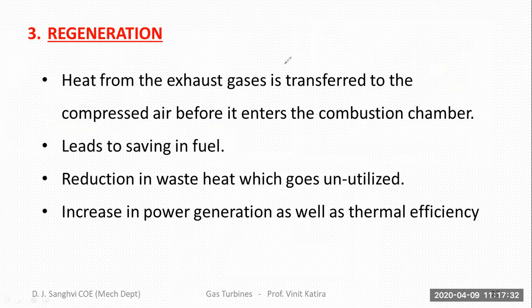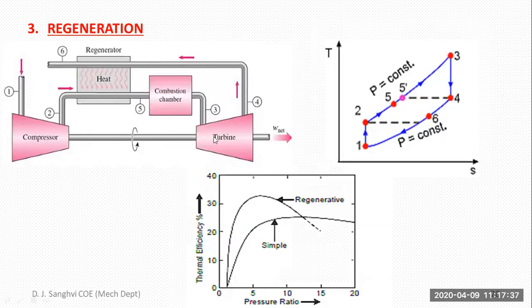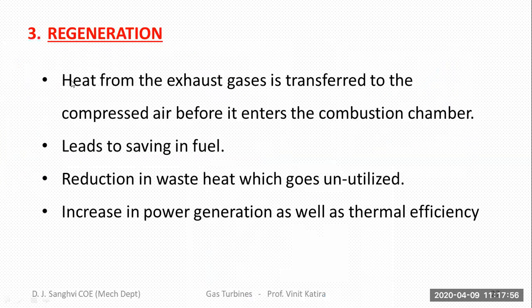Next is regeneration. Here what happens is the heat from the gases that leave the turbine can be used to preheat the compressed air that is just coming out of the compressor. So this naturally increases the thermal efficiency of your plant. In regeneration, the heat from the exhaust gases is transferred to the compressed air before it enters the combustion chamber. Now this leads to saving in fuel.